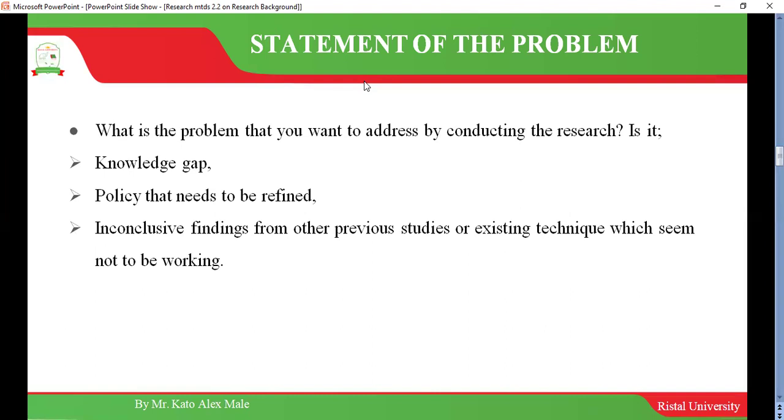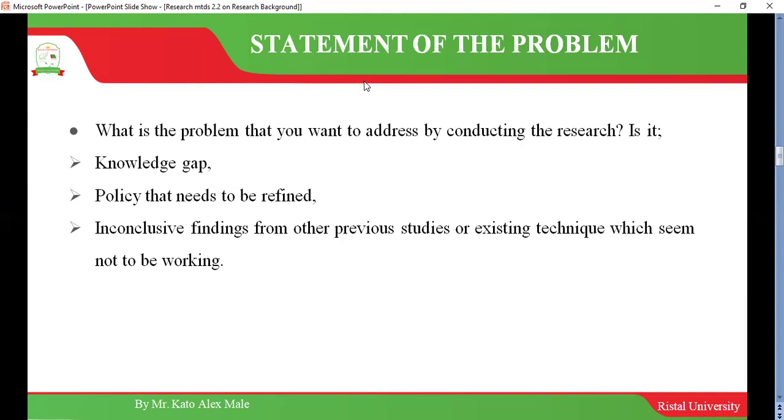In other words, for the problem statement, do you want to investigate a knowledge gap? Is it a policy that needs to be refined? Is there a policy that needs redefinition? Is it inconclusive findings from previous studies, or an existing technique which seems not to be working? What exactly is the problem that you want to investigate? Generally here in health, you have come up with something new. For example, in your health practice, a child comes with a rare condition, and you want to write about it as a case report. You get it? Is it a knowledge gap?